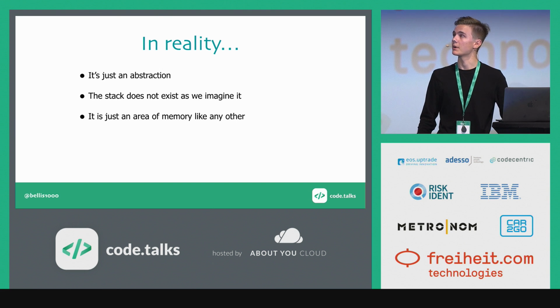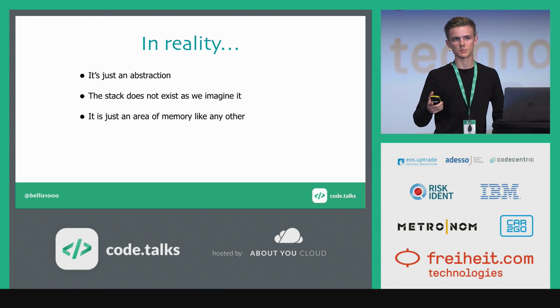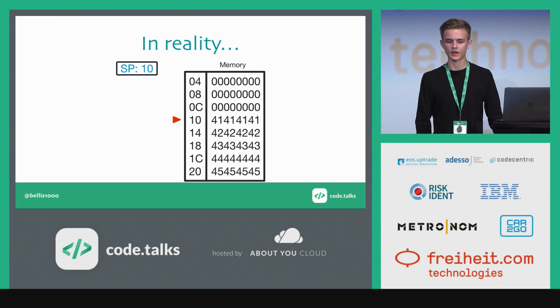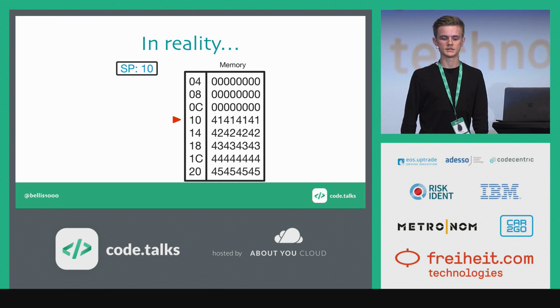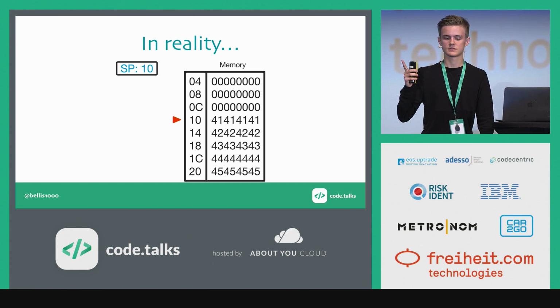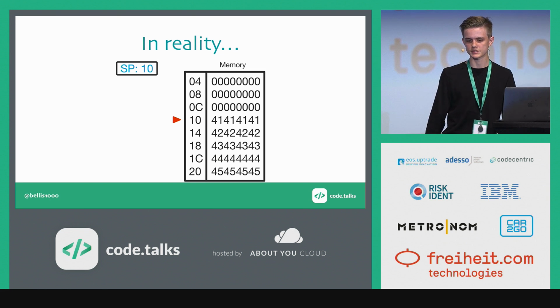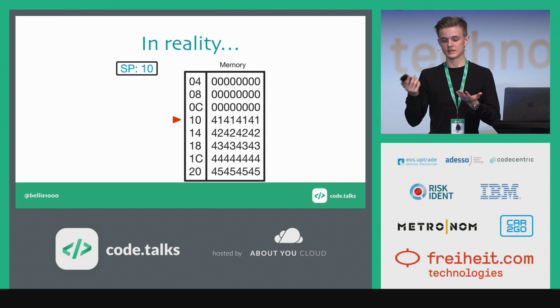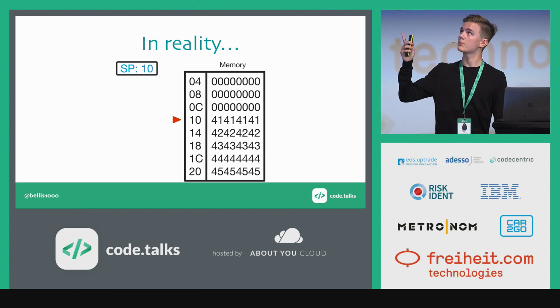It's actually just some area of memory. It's nothing really special. The only thing that makes it the stack is the fact that the stack pointer register will point to the top of it. So for example, this is a more realistic representation. If we have this block of memory here, you can see the stack pointer is set to address 10, which is where the red arrow points to. And this memory is just normal memory, but the stack is essentially considered the stack because that pointer points to it.